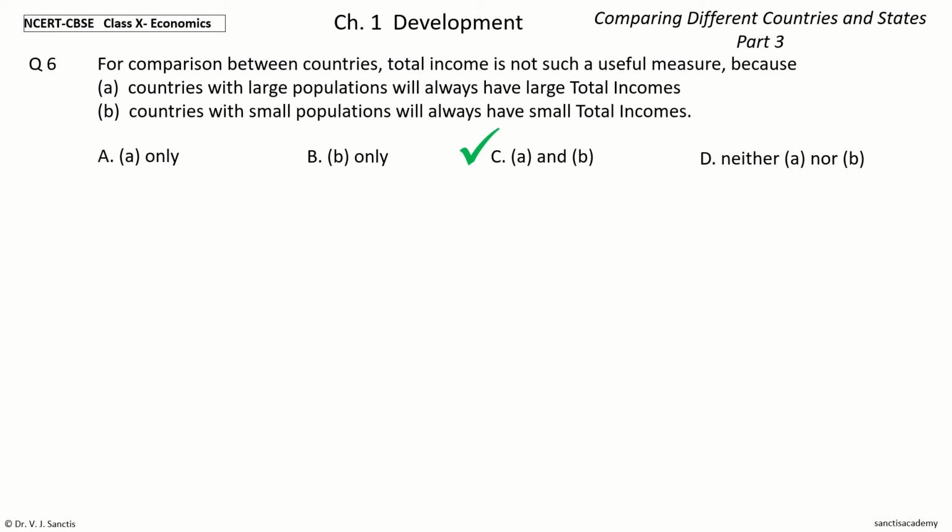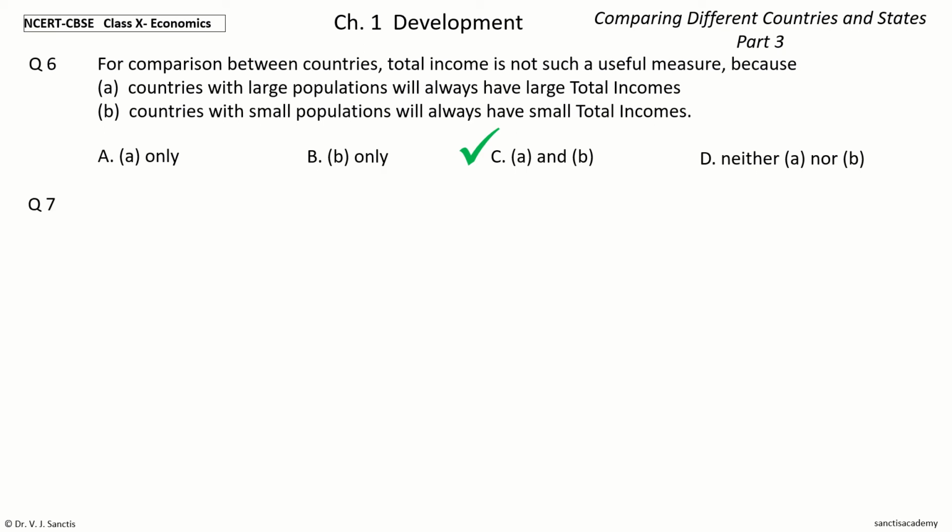So, for comparison between countries, total income is not such a useful measure because A. Countries with large populations will always have large total incomes, and B. Countries with small populations will always have small total incomes.